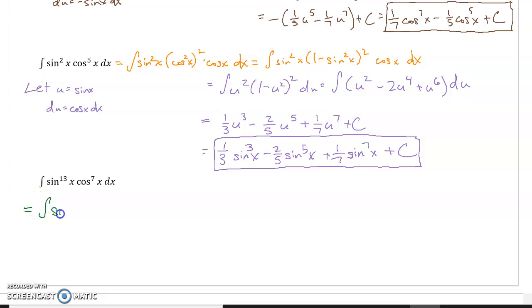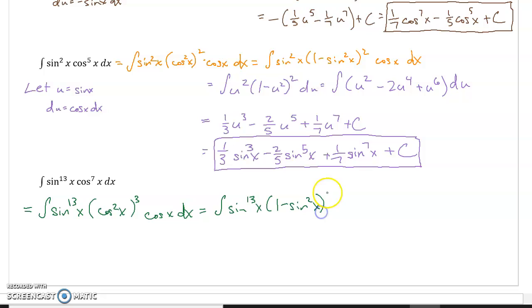So the sine to the 13th is going to stay sine to the 13th. And then we've got one factor of cosine of x that we're saving for later. The other 6 are going to be put into the Pythagorean identity, so 2 times 3 gives us 6. We have to have that squared inside the parentheses so we can use the Pythagorean identity. So everything else is going to work pretty much the same way. Slightly bigger number now, because we have 1 minus sine squared of x, this time raised to the 3rd power.